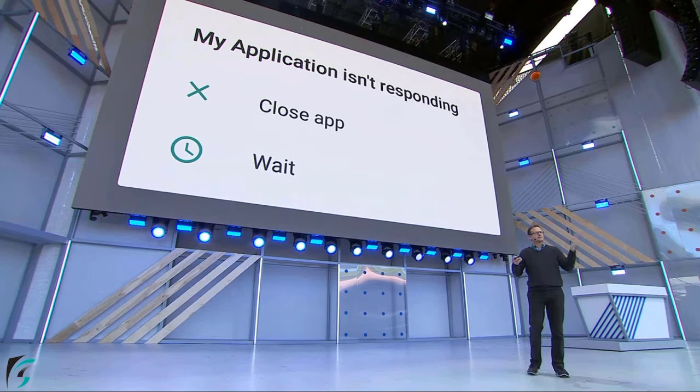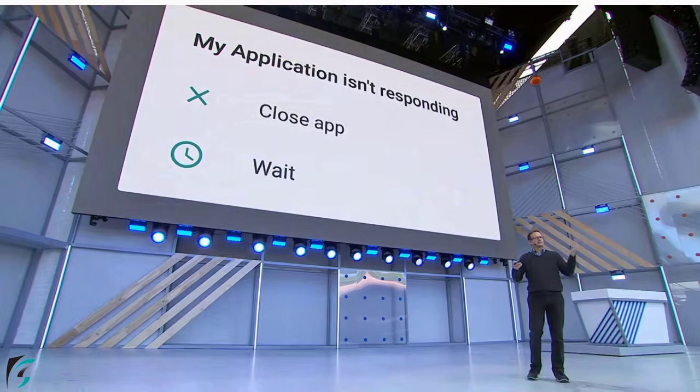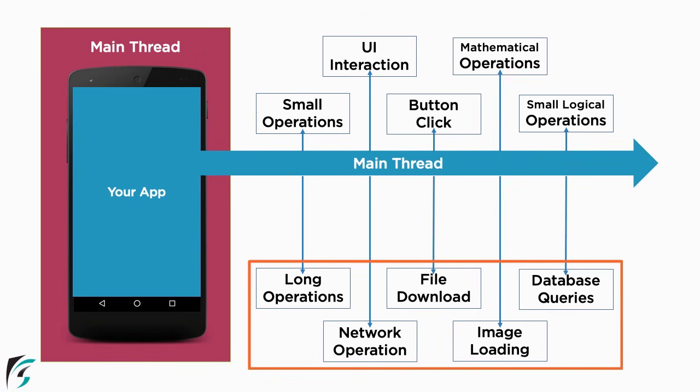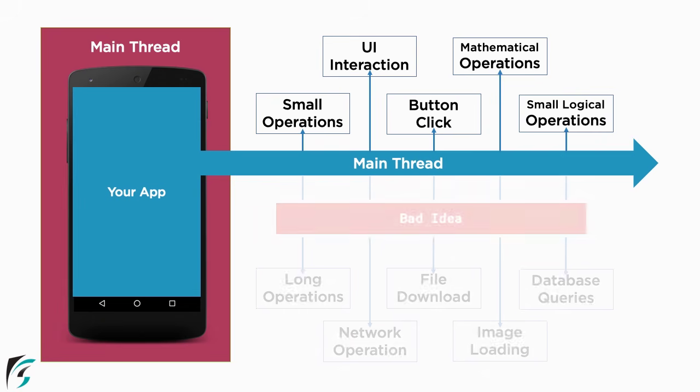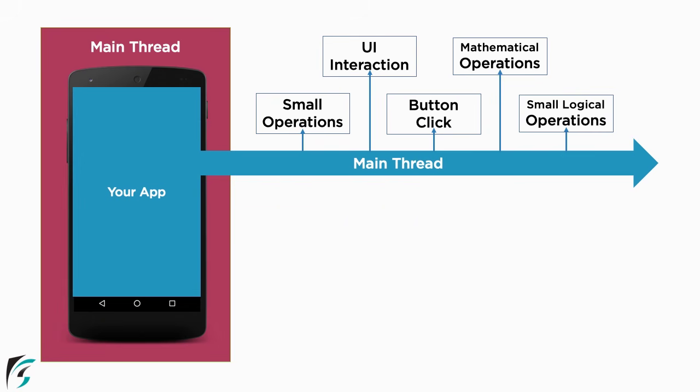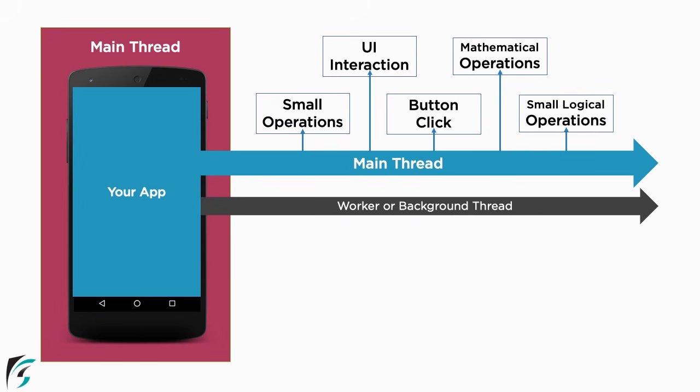And I am sure while using any application, you must have experienced such things where your phone becomes slow and your application crashes, right? So, running such heavy operations on the main thread is indeed a bad idea. To counter this situation, we have a solution. Instead of using the main thread, we can create a worker thread or the background thread.